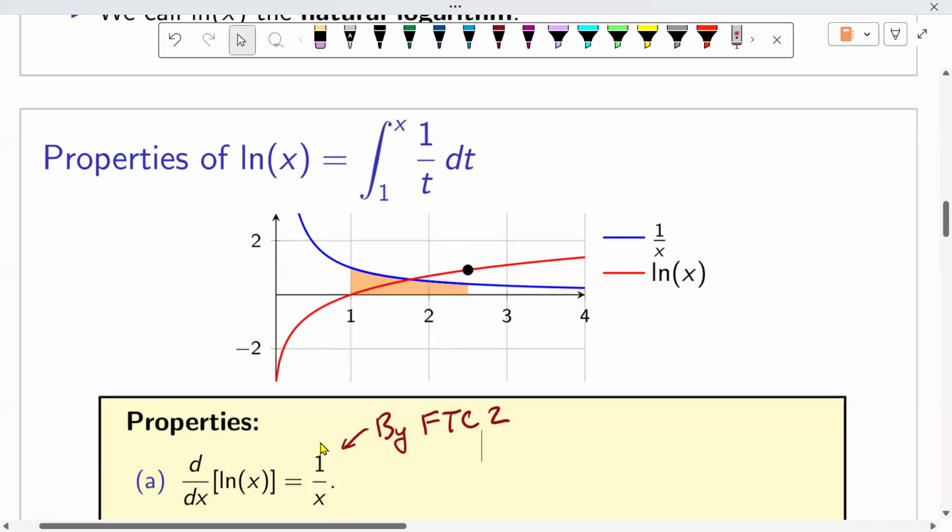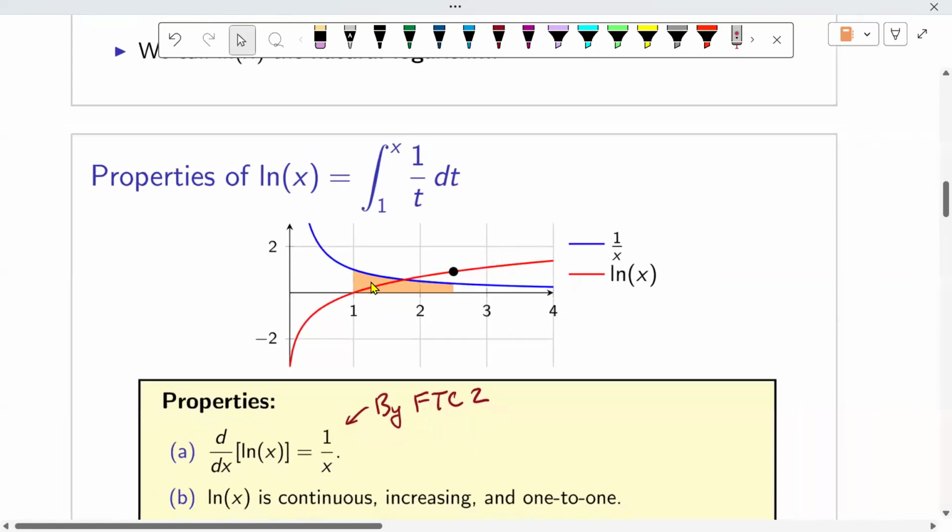Now, I plotted both ln of x and 1 over x here so we could have a visual representation of what's happening. Like I said, this is an area function. And the idea is that the y-coordinate, say at this point, of ln of x is simply the area shaded underneath 1 over x from 1 to the x coordinate. And so the natural logarithm has this nice representation as the area under a curve. So we'll get more familiar with this as time goes by.